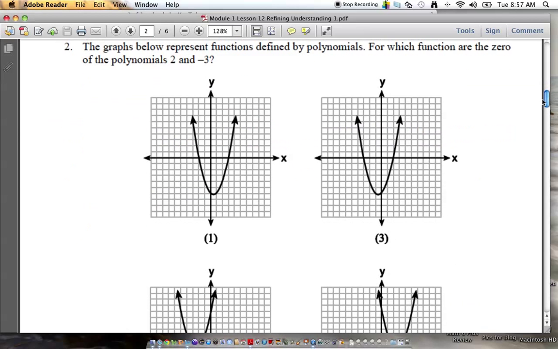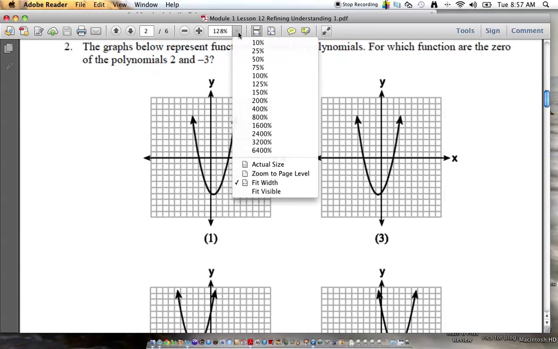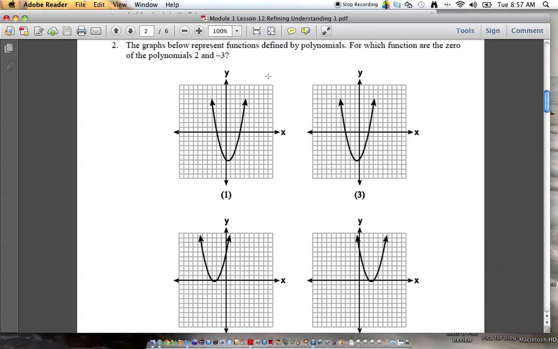The graphs below represent the functions defined by polynomials. For which function are the zeros 2 and -3? So we talked about quadratic graphs, and we talked about how to show the zeros. Find the graph that has zeros of 2 and -3. Again, we're not teaching anything new today. We're just doing some questions that try to reveal unto us things we can get better at.